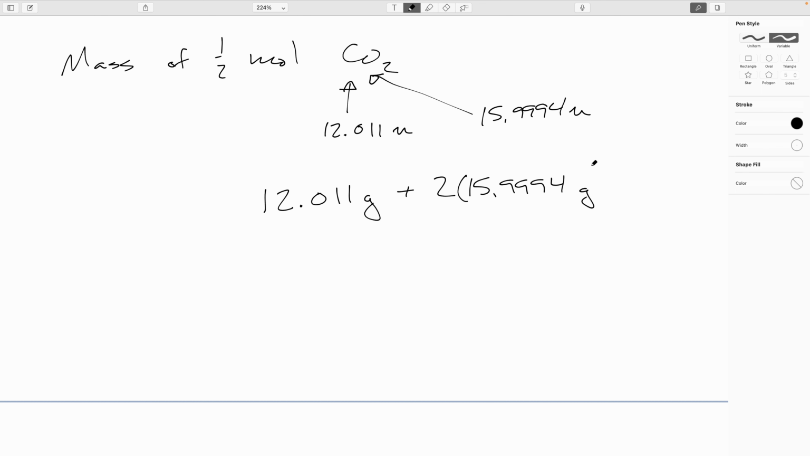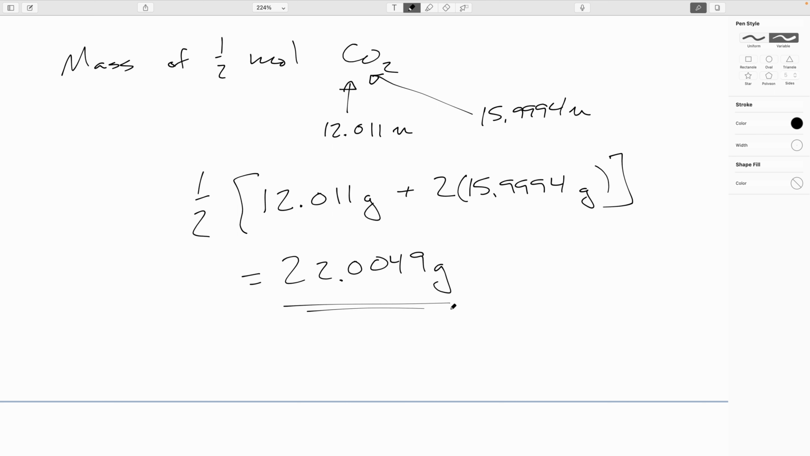15.9994 grams. And then you say, oh, wait a minute. I actually wanted half a mole, not an entire mole. So we'll have to multiply the whole thing by a half. And we get that half a mole of carbon dioxide has a mass of 22.0049 grams in natural abundance.